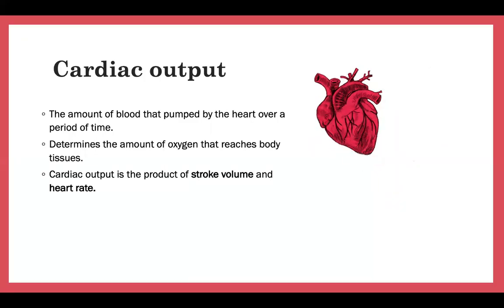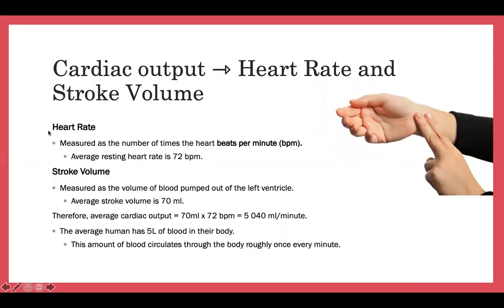So cardiac output is the amount of blood that is pumped by the heart over a period of time. It determines the amount of oxygen that is able to reach your body tissues. And your cardiac output is the product of stroke volume and your heart rate. Your heart rate is measured as the number of times your heart beats per minute, and the average resting heart rate is 72 beats per minute.